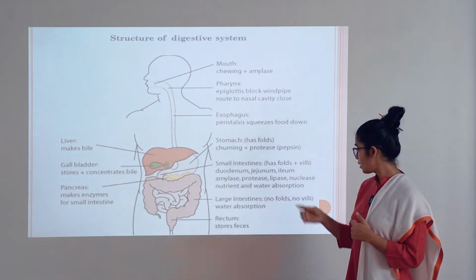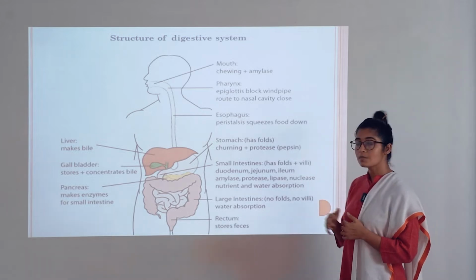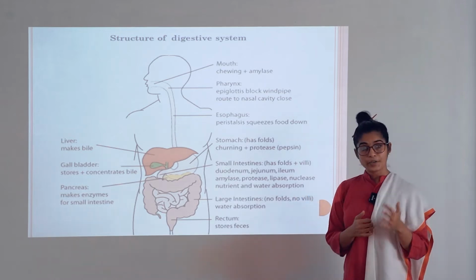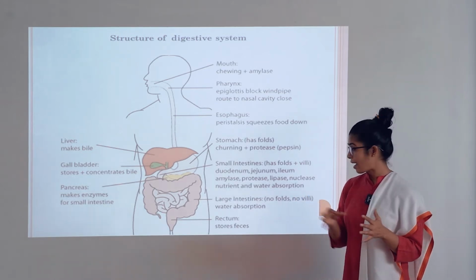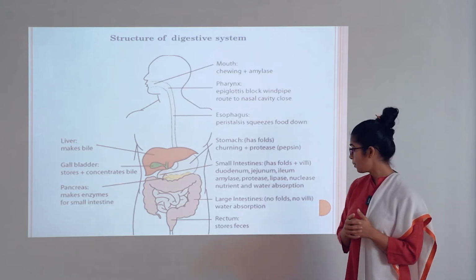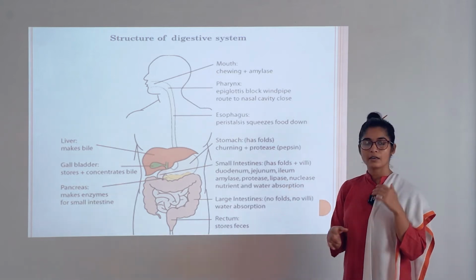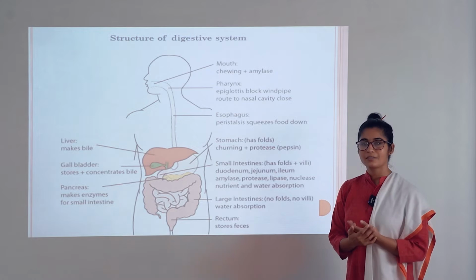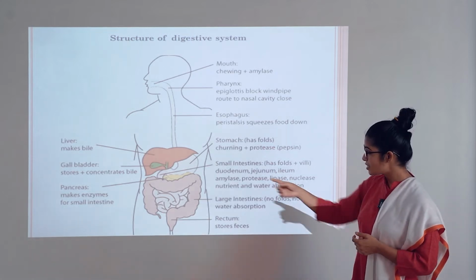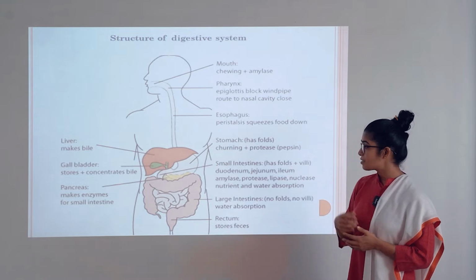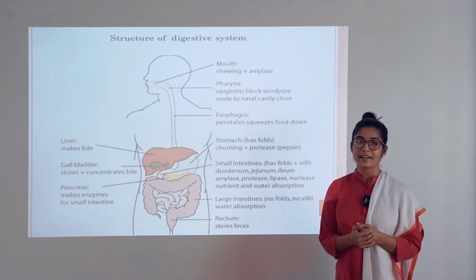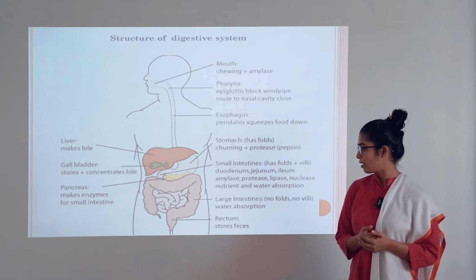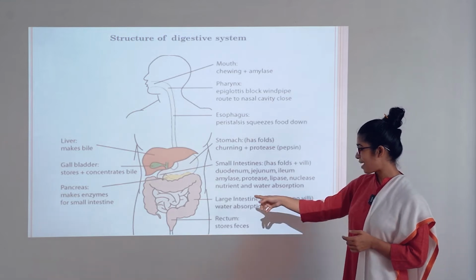Next, we see the small intestine has three parts, called duodenum, jejunum, and the last end of the small intestine is called ileum. In the small intestine, the process of digestion and absorption also happen. Then we see there's a pancreas. The pancreas makes different enzymes for the small intestine, really helpful for the digestion of the food and for absorption also.